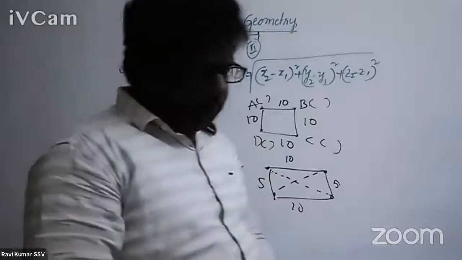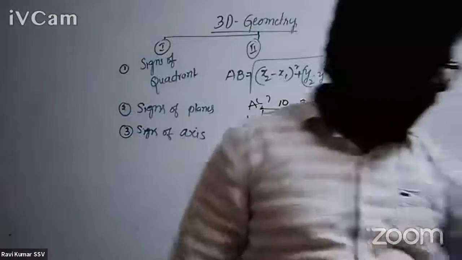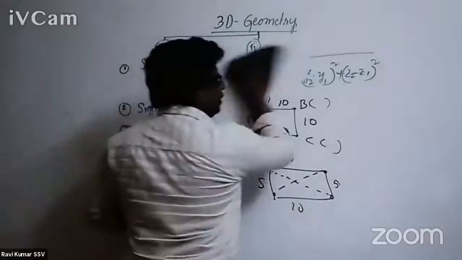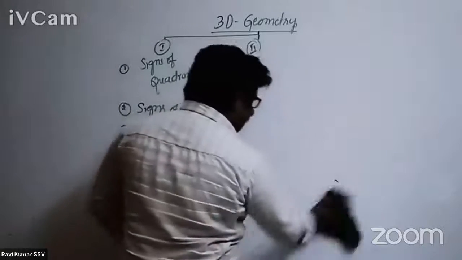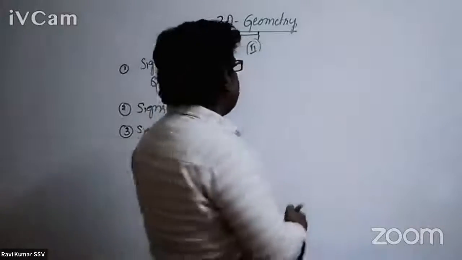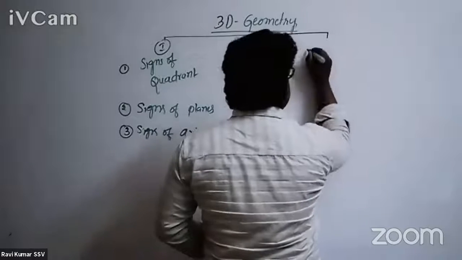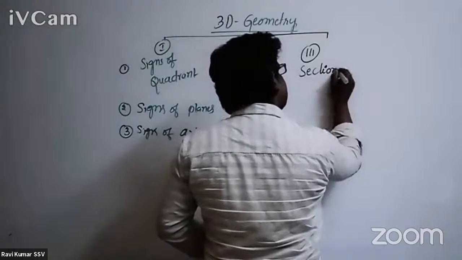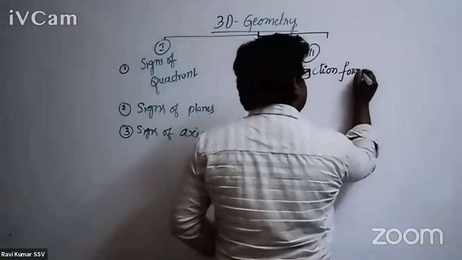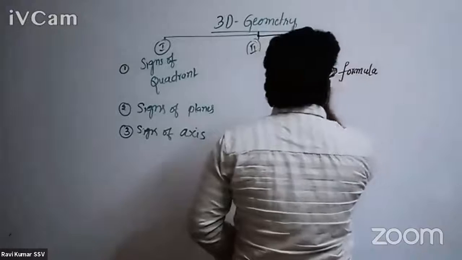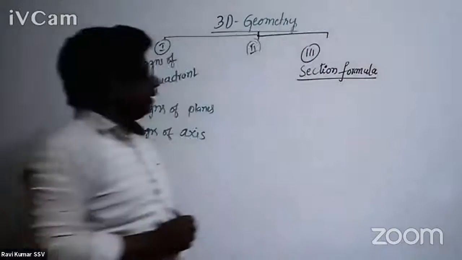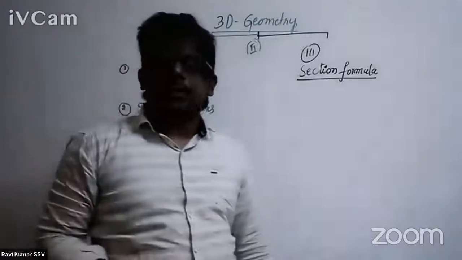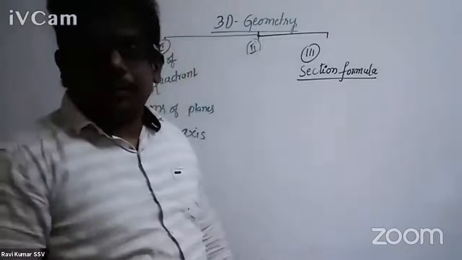Now we are going to do the third section in 3D geometry. What is the third section? Just I'm analyzing because your space is not sufficient, no? So the third section is the section formula. This is the third topic in 3D geometry, section formula. So what is the section formula and what is the use of the section formula? By using that, what can we find out?